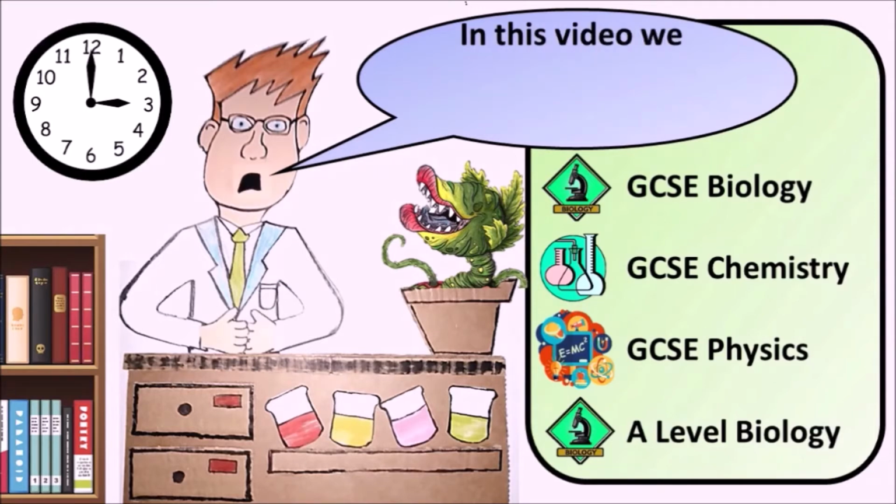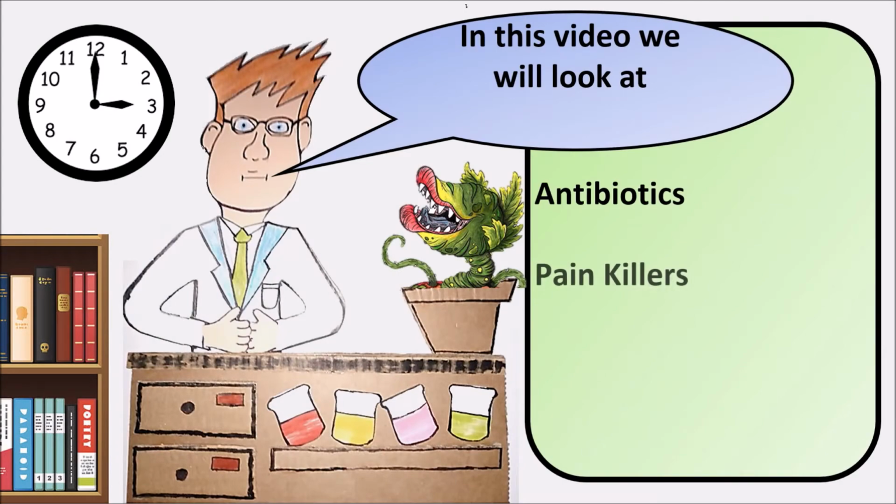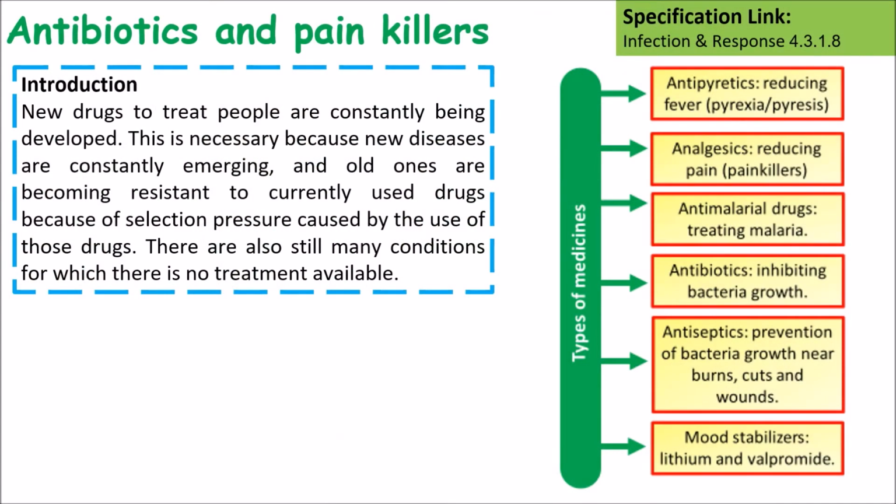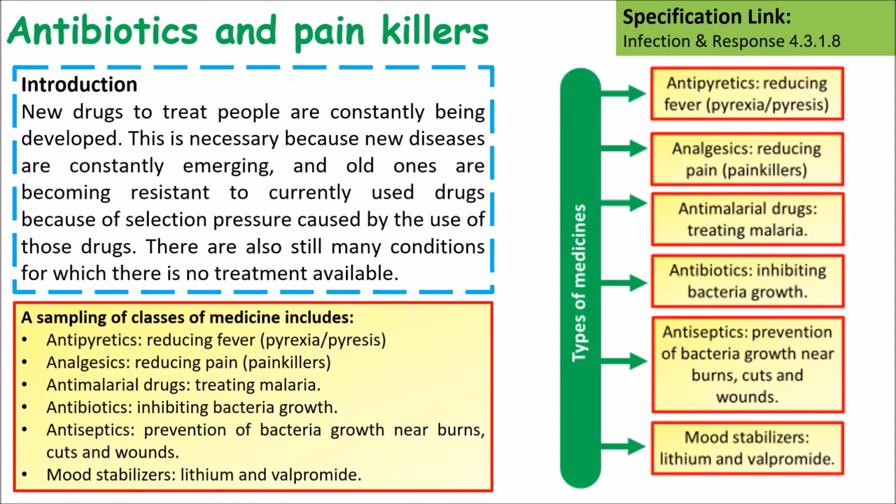In this video, we will look at antibiotics, painkillers and antivirals. New drugs to treat people are constantly being developed. This is necessary because new diseases are constantly emerging and old ones become resistant to currently used drugs because of selection pressure caused by the use of those drugs.